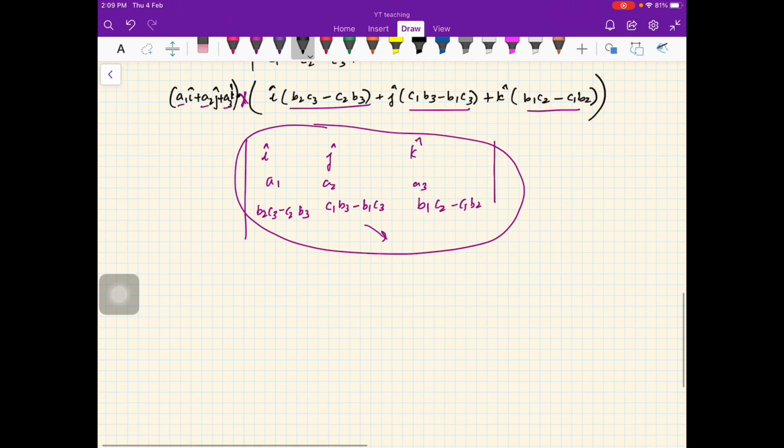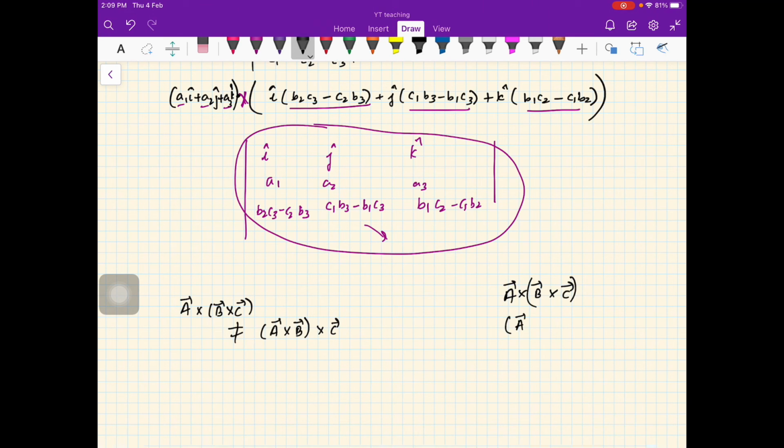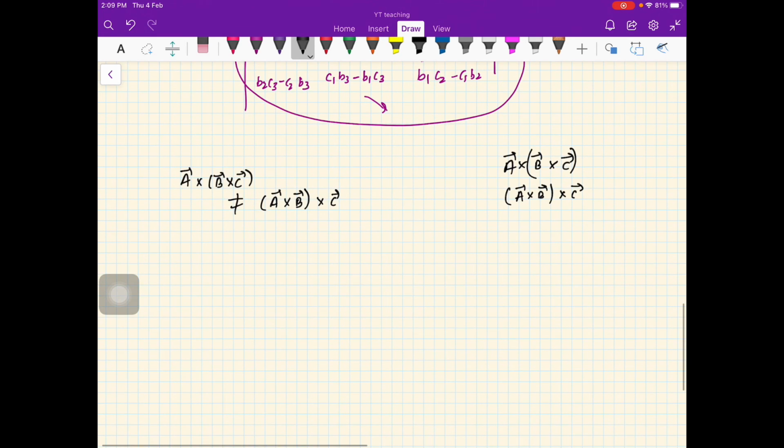Here you have to make sure that A cross (B cross C), writing the bracket is important, because this is not equal to (A cross B) cross C. If you write A cross B cross C without brackets, it will not make any sense. You have to tell whether you have to first do this or first do this. Okay, they are different.